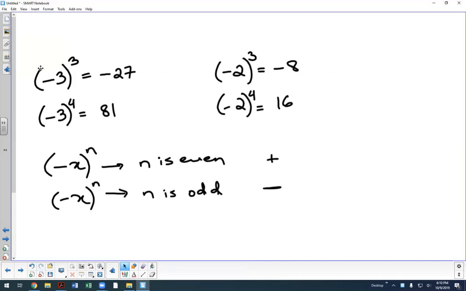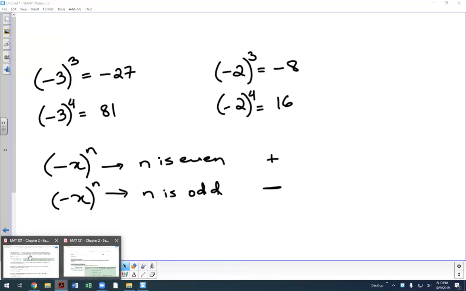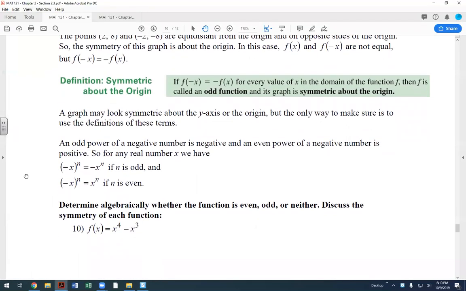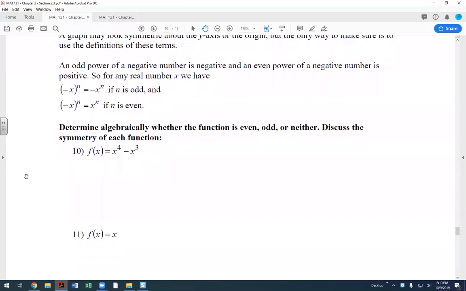So this little description that I have here, that's what it's talking about. If you have a negative base with an odd exponent, you are going to get a negative answer left behind. If you have a negative base with an even exponent, your answer is going to become positive. And this part is really crucial when we're trying to decide, are we going to have an odd function or an even function? Because once we put our negatives in, we need to see what comes out of that. So let's start with this example here.